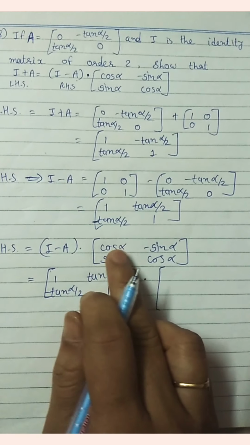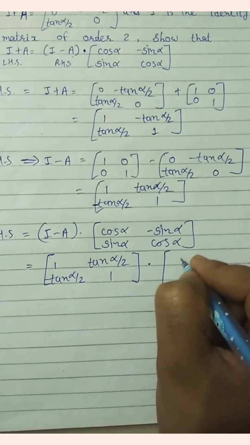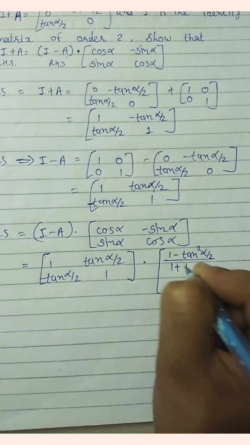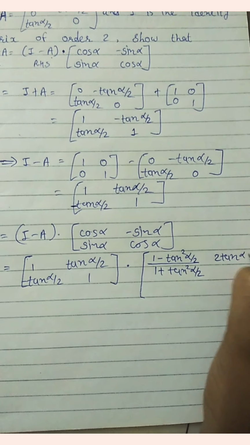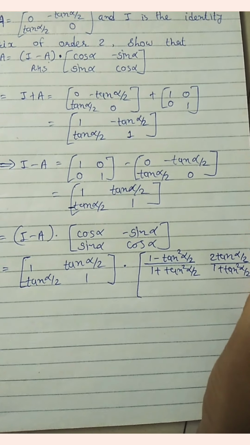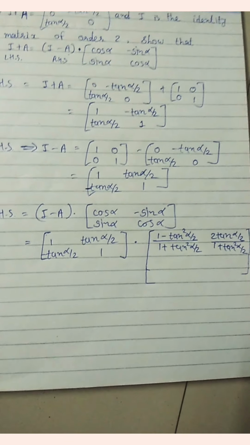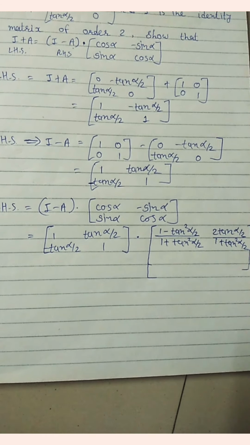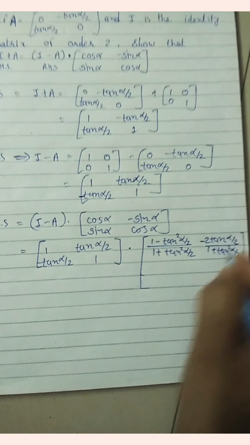Okay, now I am putting here a formula of cos alpha in the form of tan alpha by 2. So what is that? 1 minus tan square alpha by 2 upon 1 plus tan square alpha by 2. For sin alpha, 2 tan alpha by 2 upon 1 plus tan square alpha by 2. If you are not remembering this formula, you can again revise your chapter number 3 of 11th standard trigonometry. Okay. So again for sin alpha here it is minus, so I am putting minus here.